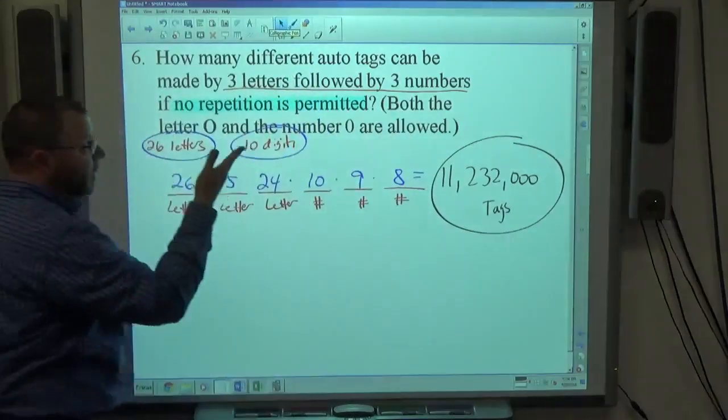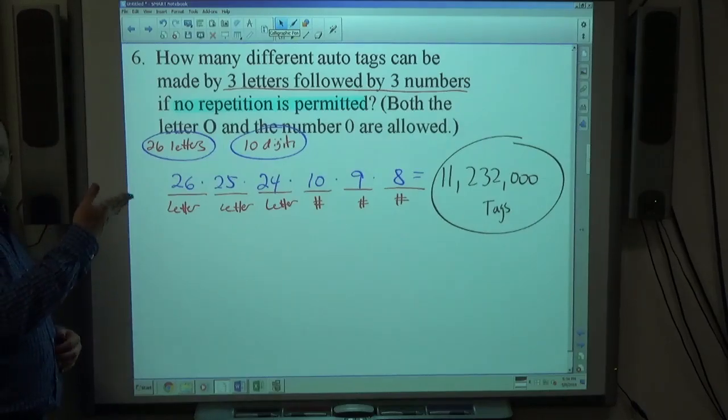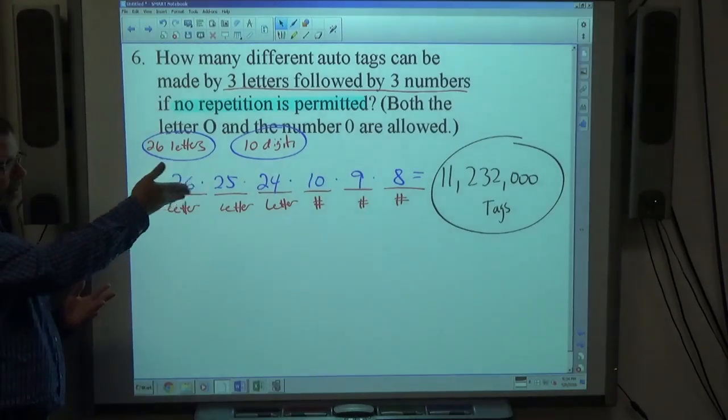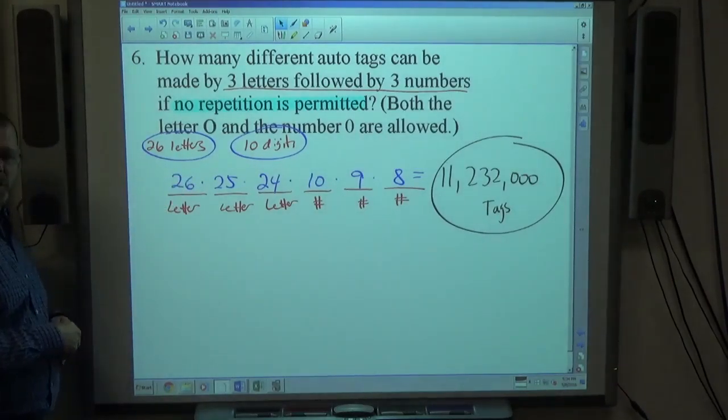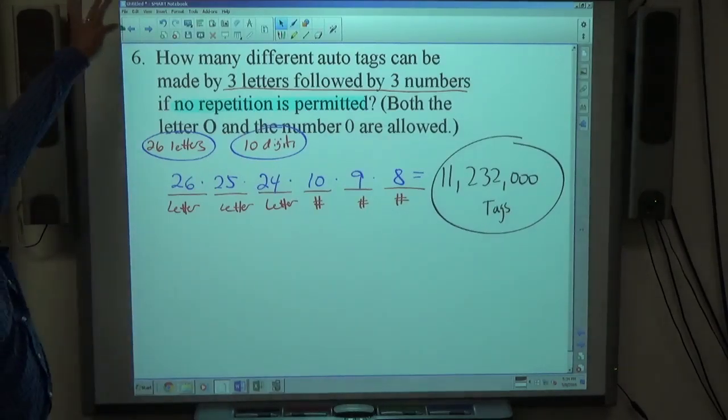You can expect the repetition will be an option there, so I could go repetition is permitted, repetition is not permitted, so be careful of that. And again, it's going to be some layout of numbers and letters, so just make sure that you got the correct number of slots for each thing when you do that problem.